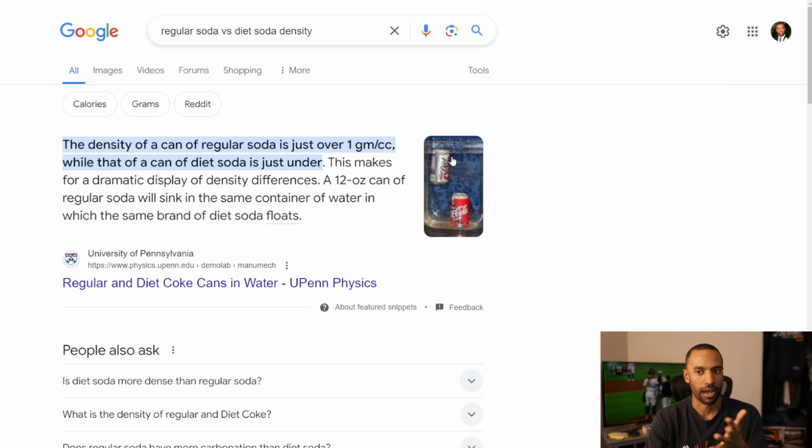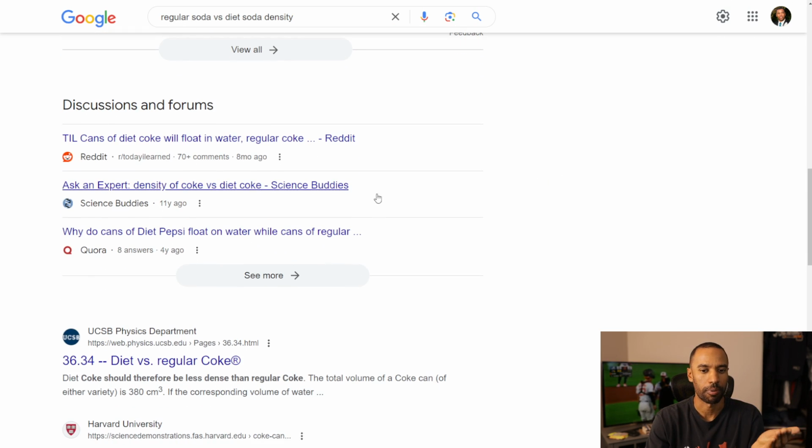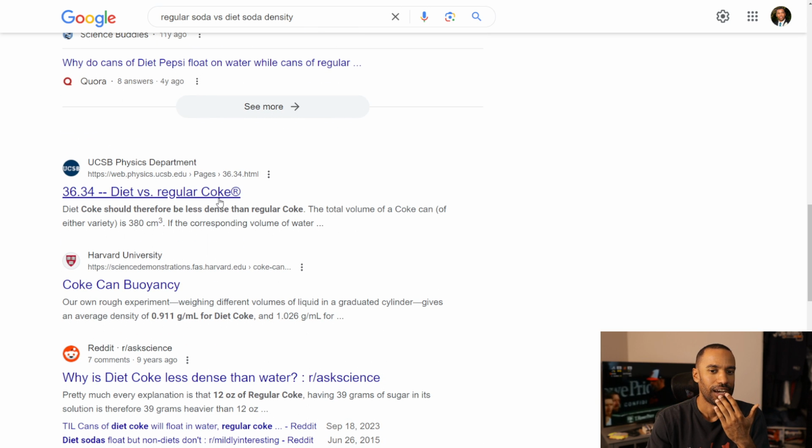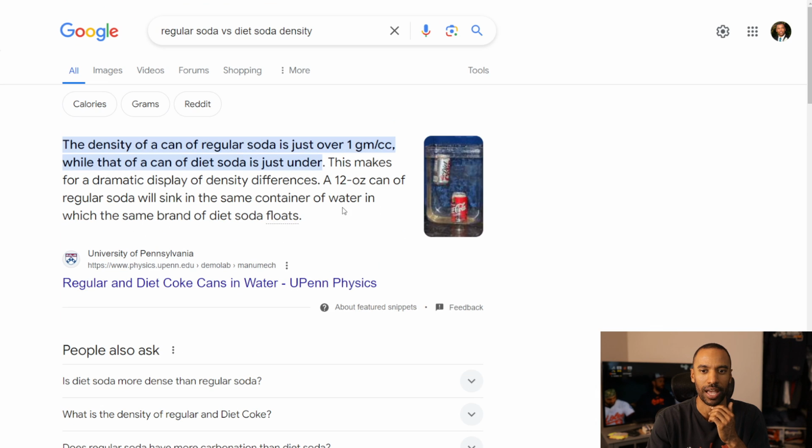I was going to say, what about the different kinds that we have? Coke, Pepsi, things like that. But yeah, they just say over 1 and less than 1. So here's one for Diet Coke, for example: 0.911 gram per milliliter, and 1.026 gram per milliliter. So just more and just less. So that kind of answers it right there.